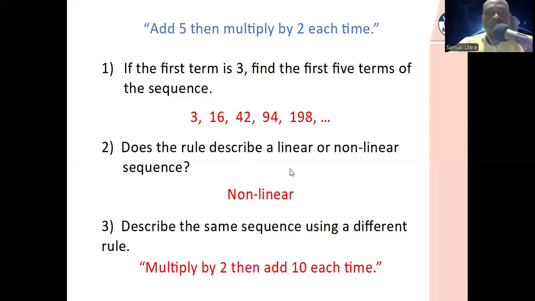Number 3, describe the same sequence using a different rule. Okay, we can say, for example, here, you can see this is the first term. We can say multiply by 2, then add 10. So if we start by 3, we can multiply 3 by 2. That will be 6 plus 10. And then this one, if we multiply by 2, that will be 32 plus 10, 42. So remember, this takes us to what we learned in our previous lesson. You can describe a sequence using more than one rule.